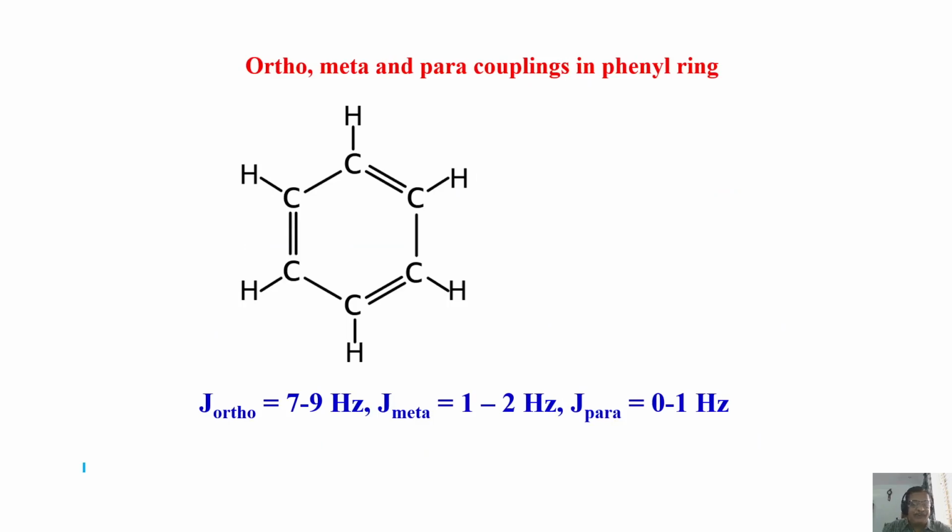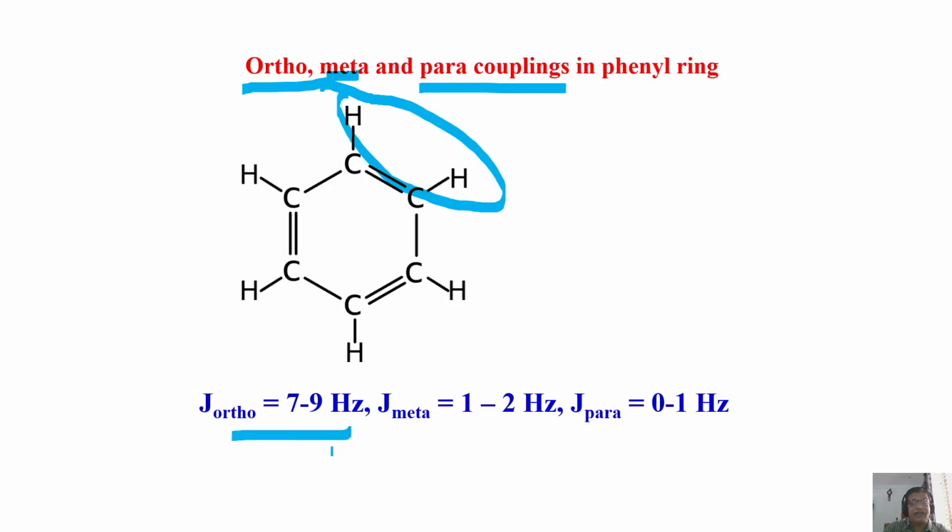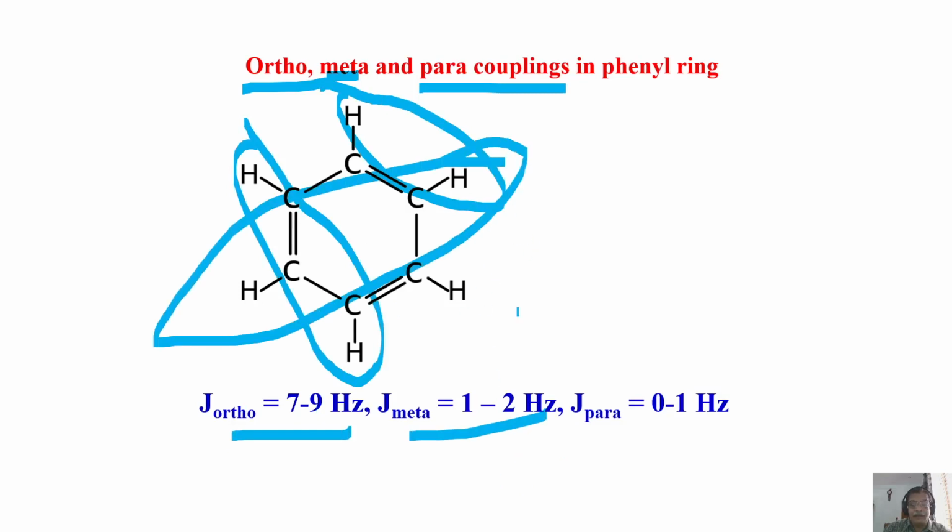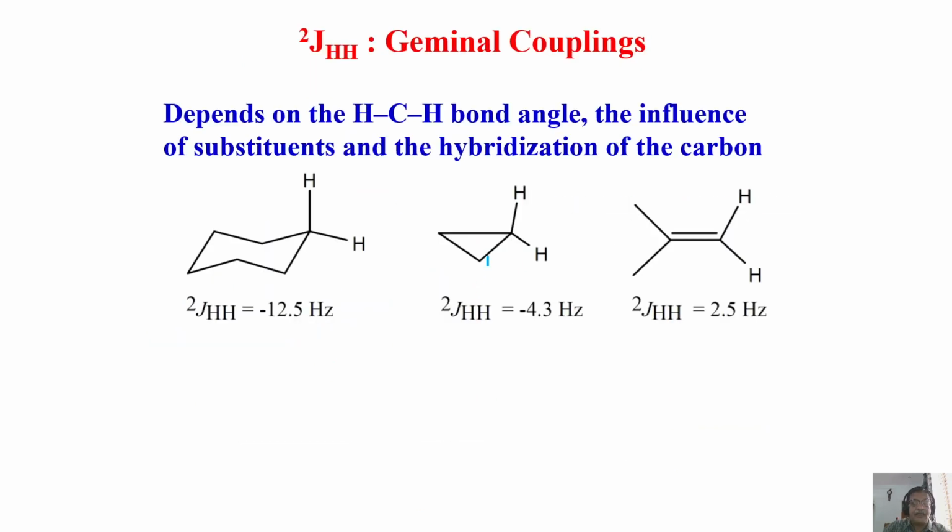Now in the benzene phenyl ring, you have ortho coupling, meta coupling and para coupling. See, ortho coupling between two protons in benzene is between 7 to 9 hertz. Meta coupling is 1 to 2 hertz. Para coupling is 0 to 1 hertz. So these three different couplings are present in the benzene ring. Although it gives a single peak, we know how to measure this. I'll tell you later.